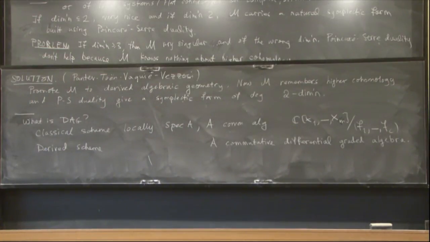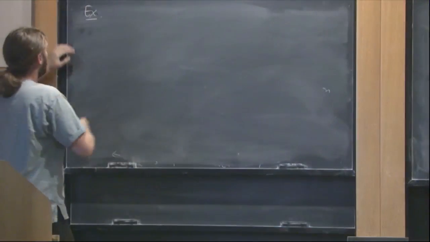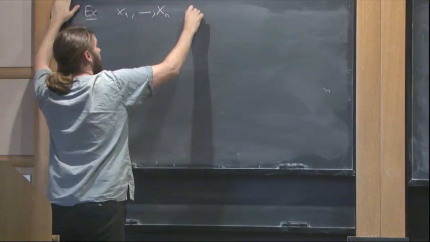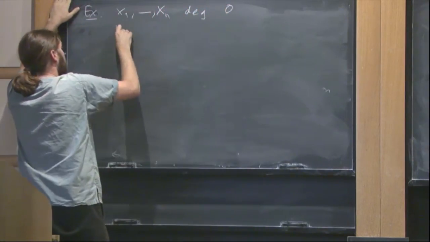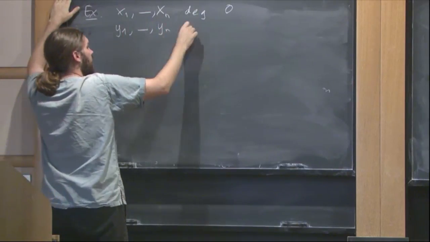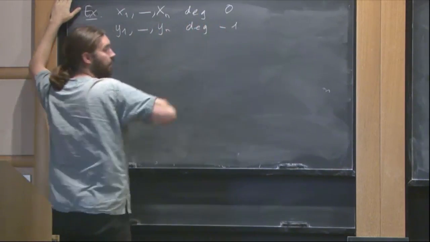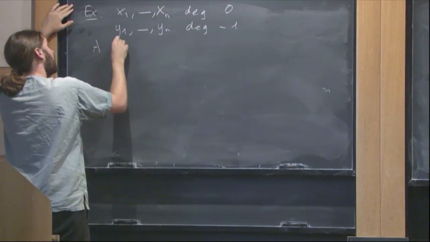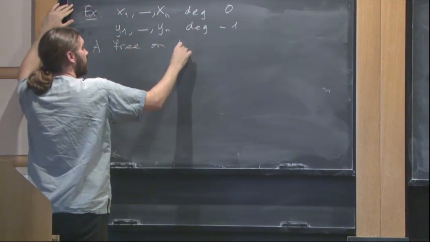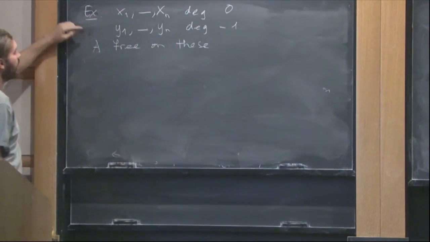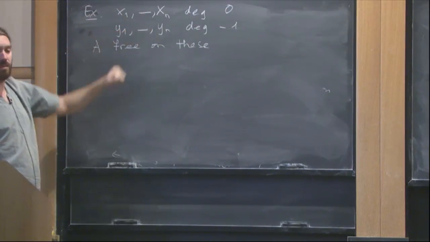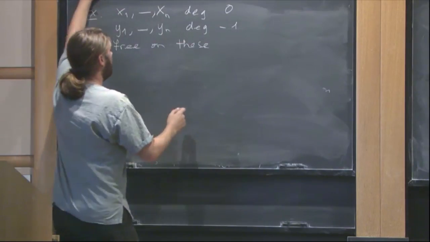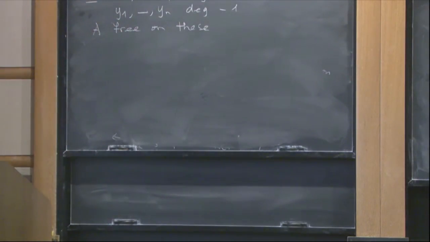So let me give an example here. The most basic example of such a thing that's interesting is: I take some variables of degree 0, some variables of degree minus 1. These are going to generate. So as an algebra, A is going to be free on these. As in Mira's talk, these are going to be Grassmann variables. They're going to anticommute, but these ones are going to commute. And then I have polynomials in these. I'm going to add a differential eventually.